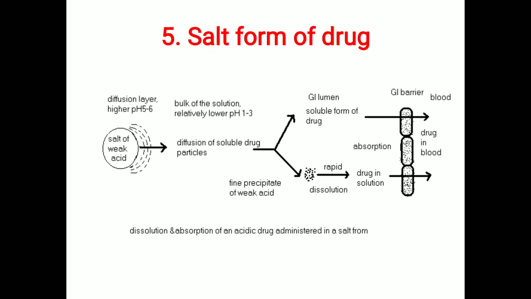So here in the figure we can see the example of the salt of a weak acid, which is diffusing out throughout the diffusion layer after combining the salt of the weak acid with its strong base. Definitely its pH increases, and due to the lower pH of the bulk of the solution, which is 1 to 3, the diffusion of soluble drug particles takes place, and there is rapid dissolution. The drug will be there in the solution and it will be absorbed into the systemic circulation.